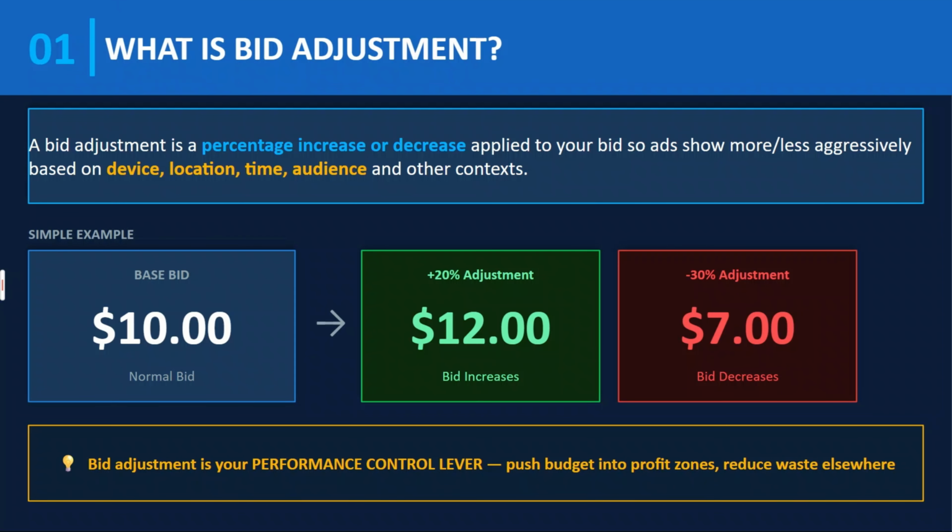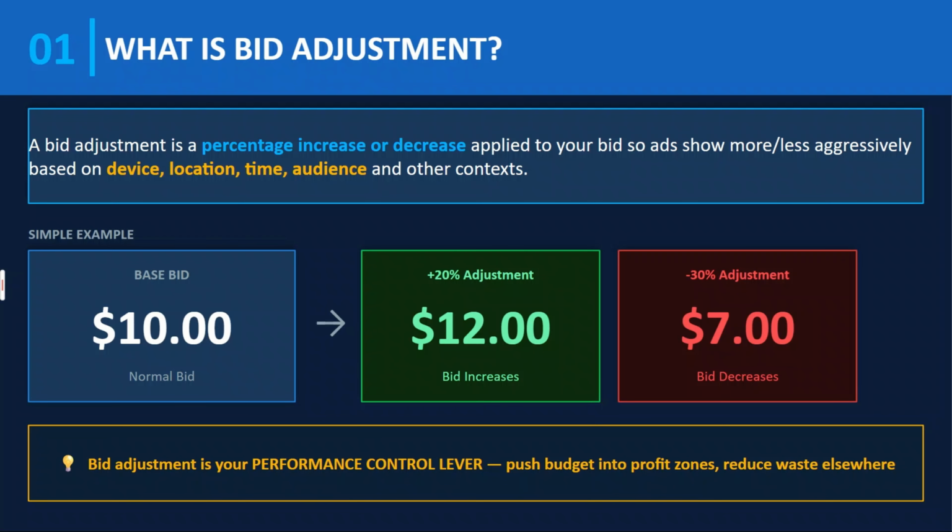What is bid adjustment? When you run Google Ads, you set a base bid. That is the amount you are willing to pay for a click. Let us say your base bid is $10. Now a bid adjustment is when you say, for a specific location or situation, increase my bid by 20%, or decrease it by 30%. So if you increase by 20%, your $10 bid becomes $12. Also, if you decrease by 30%, your bid now is $7. Simple, right?